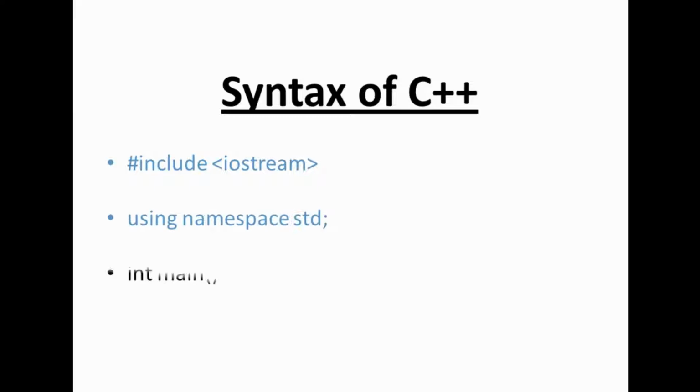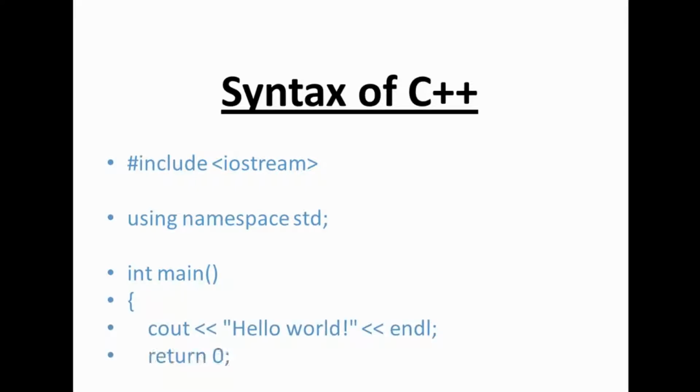And the third line you can see is the main function, and main function means that your execution will be starting from here only. This is the starting point of your program, and whatever code we have to write, we write inside the curly braces, as you can see.